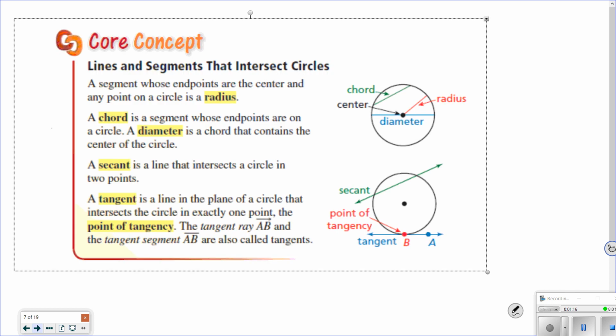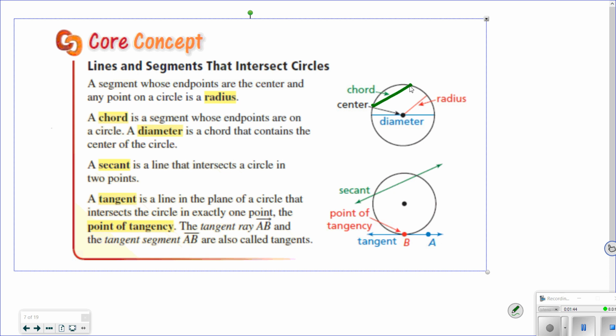So here are the book definitions. I think all of us are familiar with the radius. A radius is a line segment, right? Segments have a start and end. So it's a line segment that goes from the center to a point on the circle. A chord is a segment whose endpoints are on the circle. So you see this chord up here outlined in green. There's an endpoint, there's an endpoint, they're both on the circle.